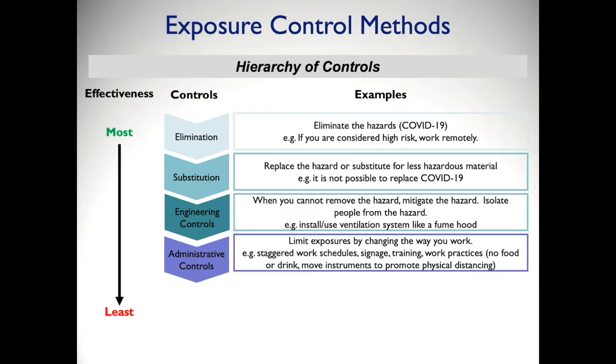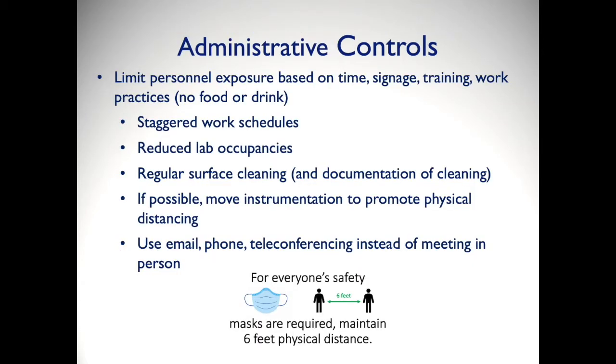Next after engineering controls is administrative controls. This type of control limits exposures by changing the way you work. Examples of administrative controls include limiting personnel exposure based on time, signage, training, and work practices like no food or drink. This can be done by staggered work schedules, reduced lab occupancies, regular surface cleaning, and documentation of cleaning.